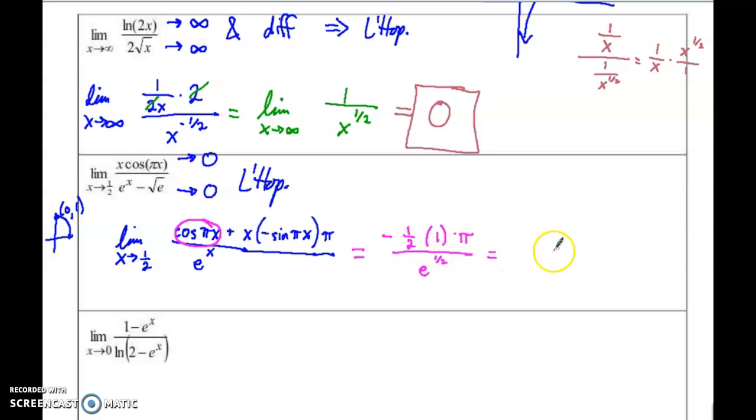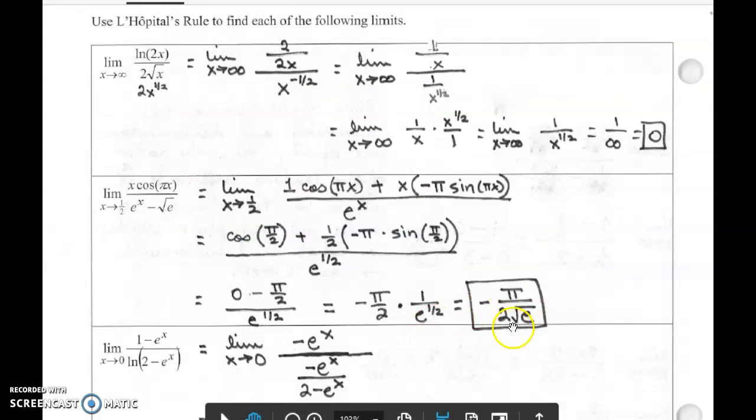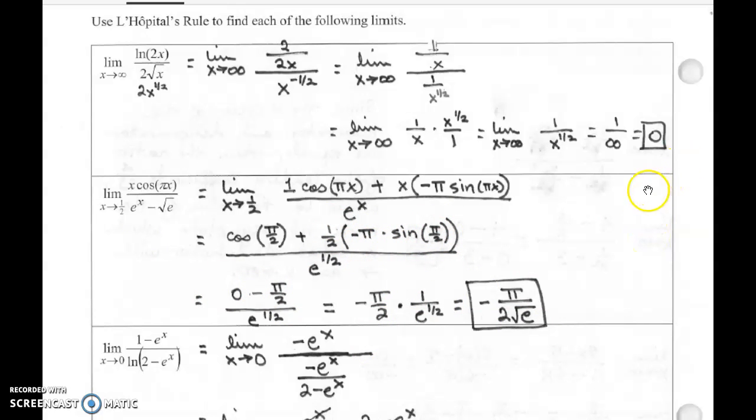So just to somewhat clean that up, you might rewrite it as negative pi over 2 square root of e. Kind of second guessing my answer here, so I'm going to check with the answer key. Yeah, that's exactly what he had, written a little bit nicer. And by all means, if you feel like pausing the video and writing down what he has, I am not offended.